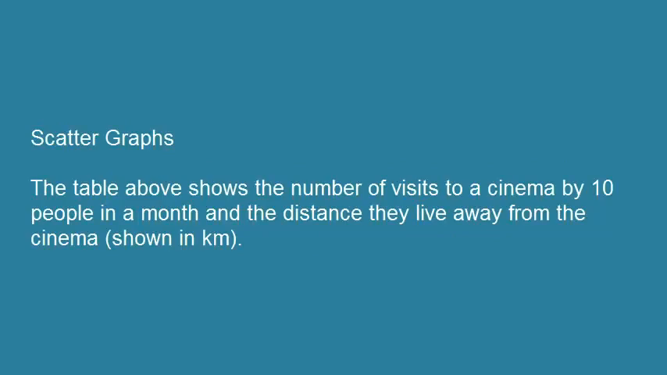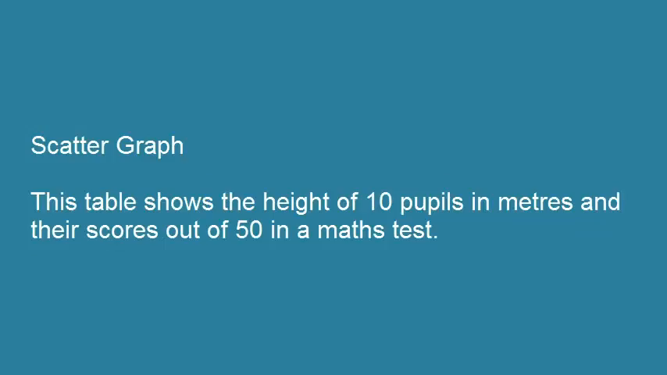Scatter graphs. The table above shows the number of visits to a cinema by 10 people in a month and the distance they live away from the cinema, shown in kilometres. This table shows the height of 10 pupils in metres and their scores out of 50 in a maths test.